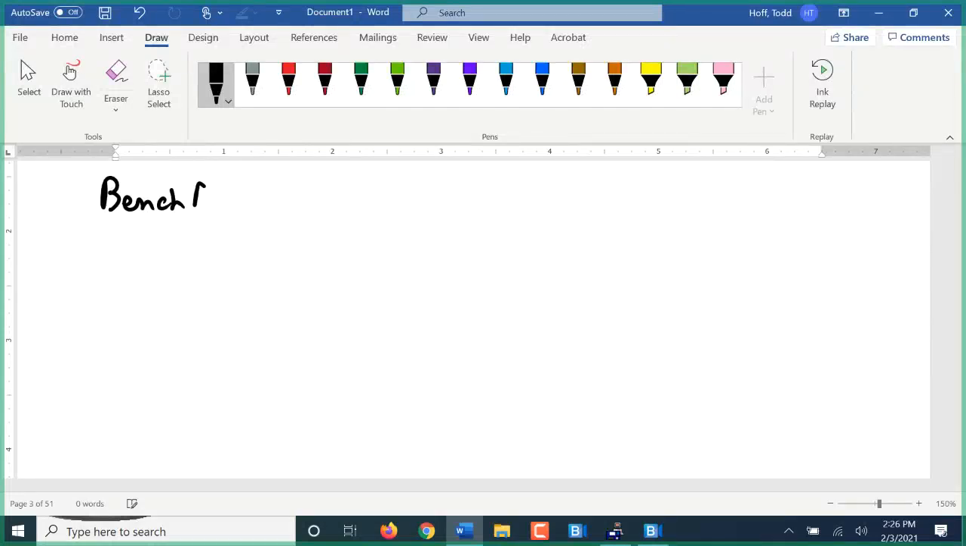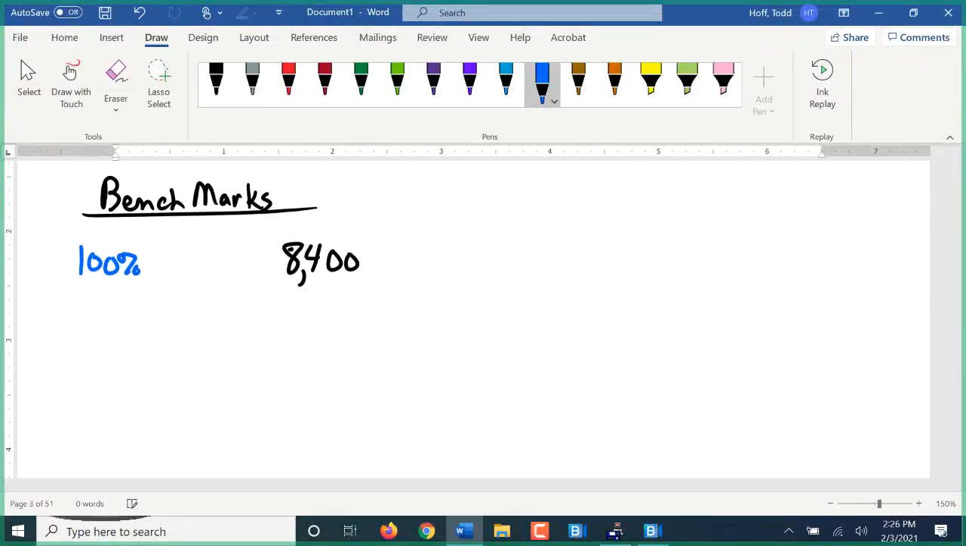I want to mention more about those benchmarks that I brought up earlier. Let's say I have the number 8,400. That is my full amount. That is 100%. 100% is what is referred to as our base amount.